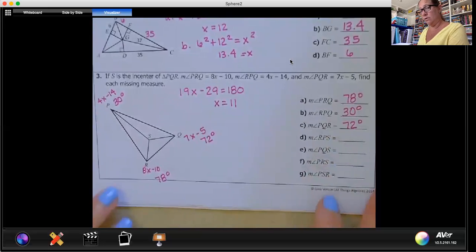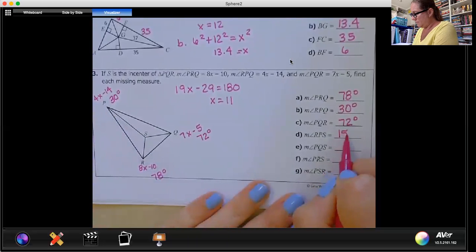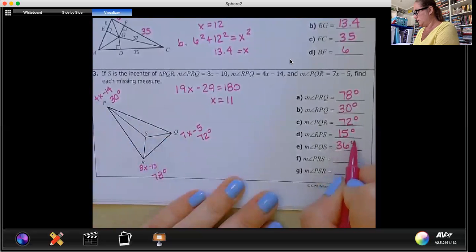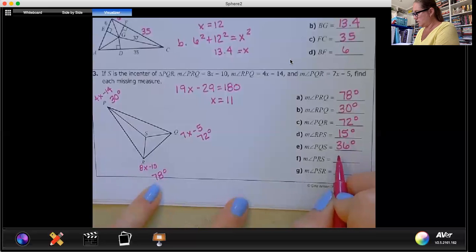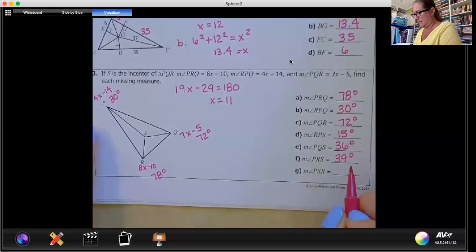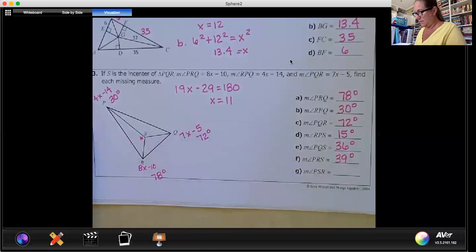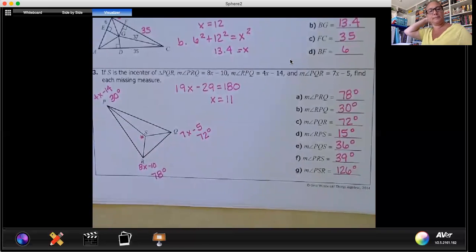Remember, these are angle bisectors. So RPS is going to be half of 30, which is 15. PQS is going to be half of 72, which is 36. PRS is half of 78, which is 39. And then PSR, this one right here, is what we're looking at. So 15 plus 39, and then 180 minus 54 is 126.